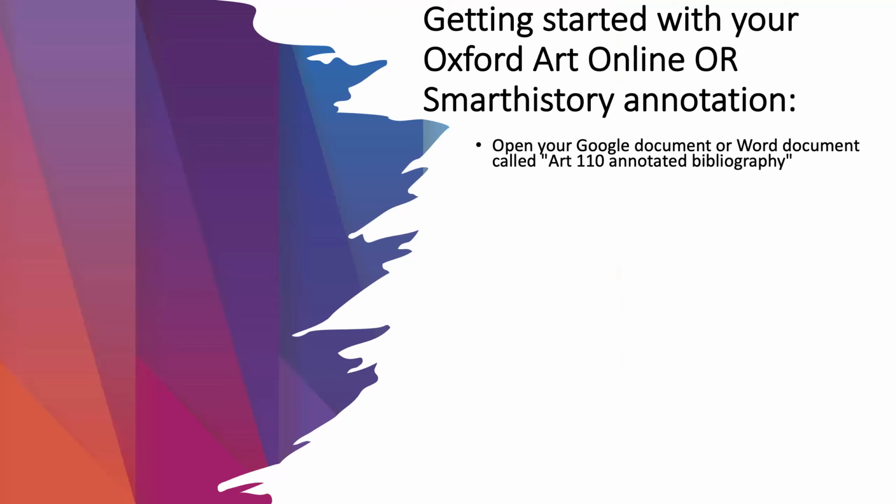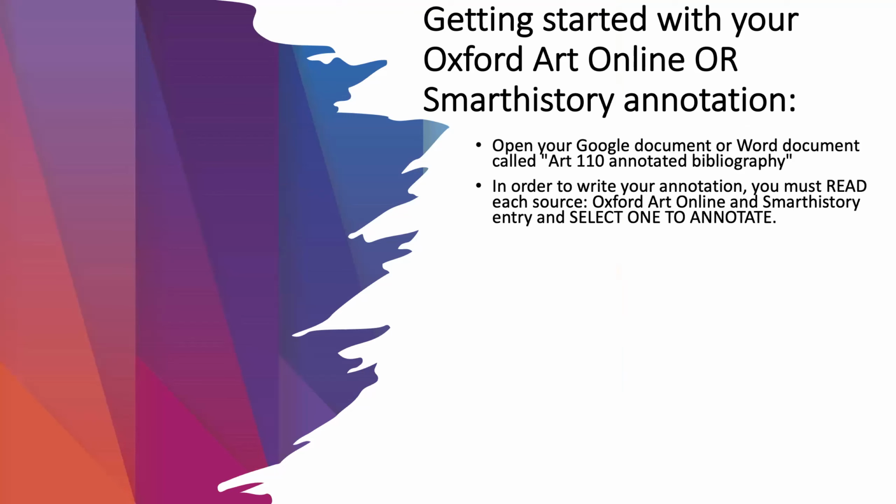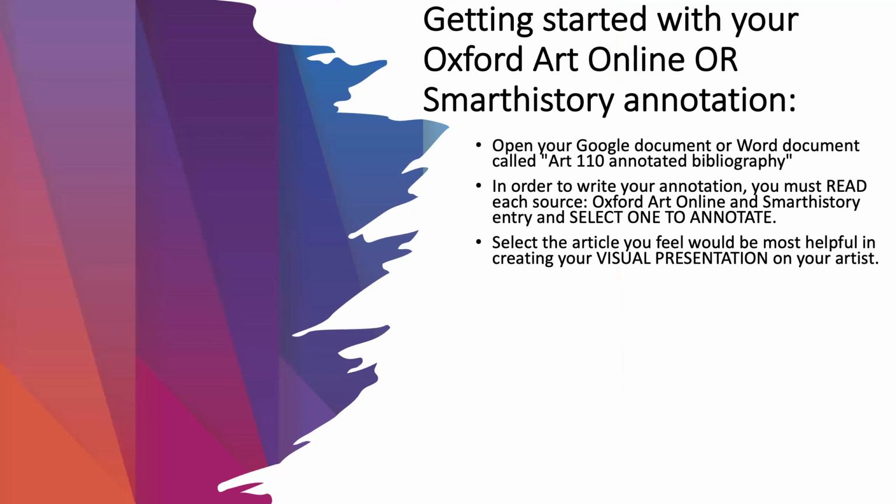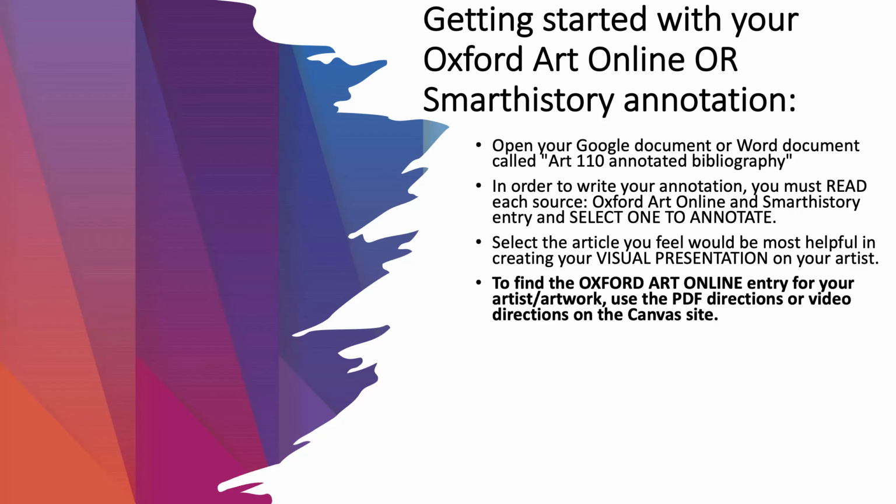So hopefully you already have a Google Doc called Art 110 Annotated Bibliography, or a Word doc. In order to write your annotation, you need to read each source. So you need to find the Oxford Art Online and Smart History entries, read them both, pick the best one, and select one of them. Select the article you feel would be most helpful in creating your visual presentation on your artist.